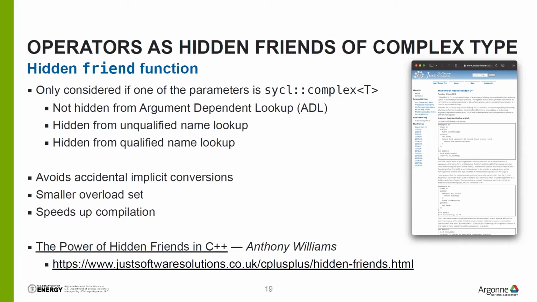The reason you want to do this is because it avoids accidental implicit conversions, and I'll show you which one it avoids. It gives you a smaller overload set, which means it speeds up compilation. Anthony Williams has a really good article on this, on the power of hidden friends in C++.